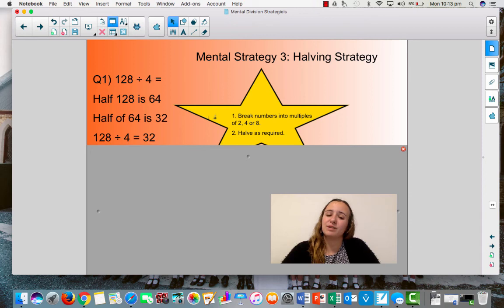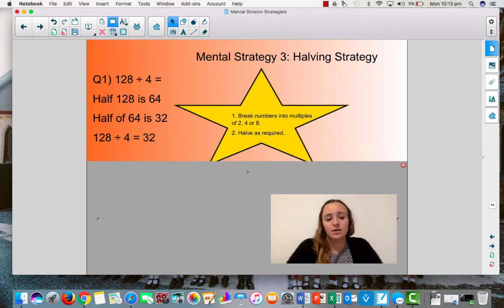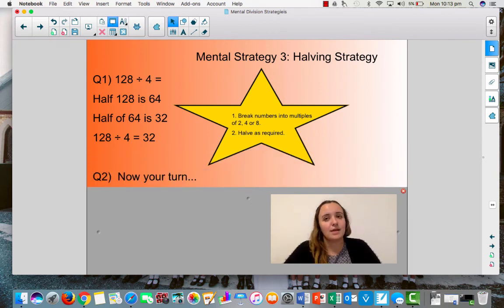Okay, this really works well with multiples that are 2, 4 and 8. Okay, and what you just need to do is halve until you've halved the required amount of times. Just remember that each time you halve, you're dividing by 2, not by 1. Don't get tricked there. All right, now it's your turn. Okay, see if you can have a go. Remember, halve until you have halved the required amount of times.